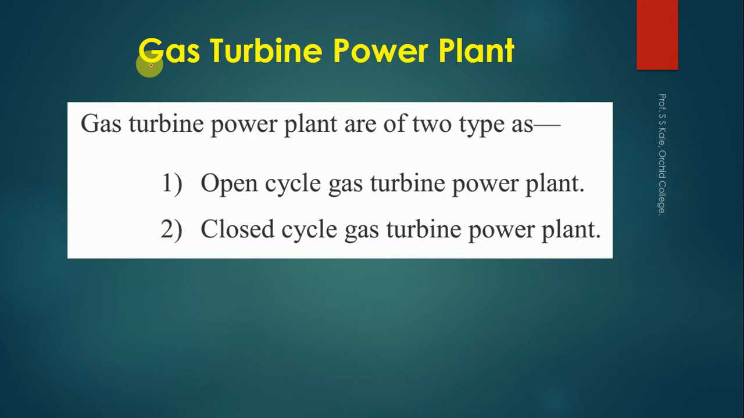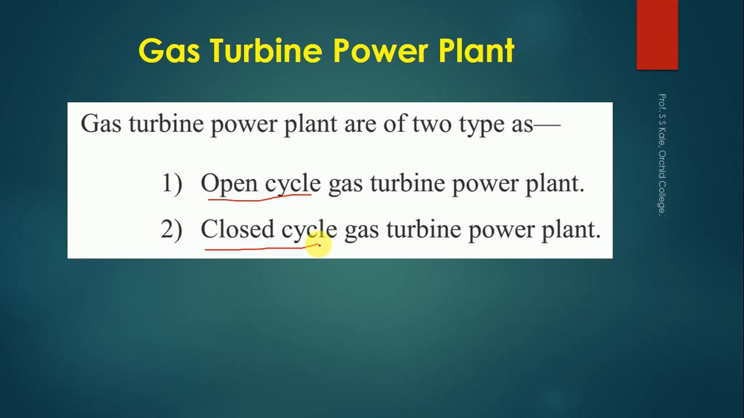Today we are going to discuss the gas turbine power plant. Basically, there are two types of gas turbine power plant: open cycle gas turbine and closed cycle gas turbine. And this gas turbine works over the Joule cycle or Brayton cycle. We are not going to have a detailed discussion regarding what the Joule cycle or Brayton cycle is. You can see that in another video.